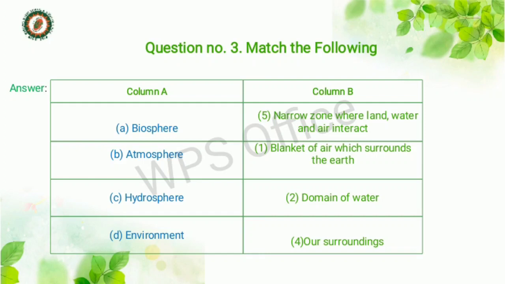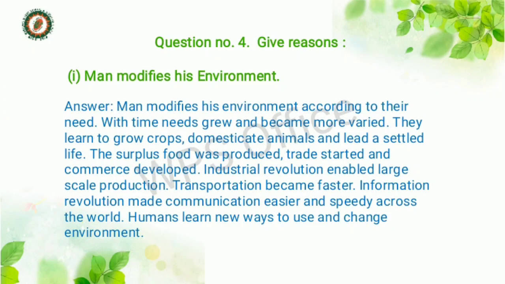Next, and the last one in column A, option number D, it is environment, and environment will be matched in column B with option 4, our surroundings, and it is already given in your book, so no need to change. So that's all from question number 3, match the following. Question number 4 is give reasons. So there are some sentences given in your exercise, you have to give the reasons.